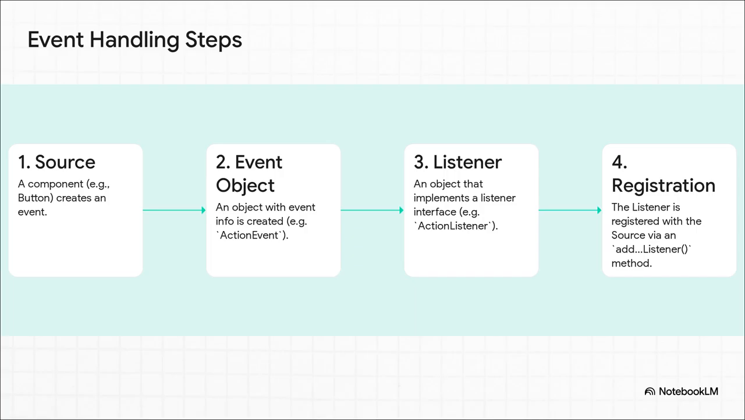1, a source, like a button, creates an event. 2, an event object is made. 3, you write a listener to handle it. And 4, this is the one everyone forgets on the exam, seriously, you have to register that listener with the source. You have to tell the button, "Hey button, when you get clicked, tell this specific listener about it." If you forget that addActionListener step, your code will just sit there and do nothing.